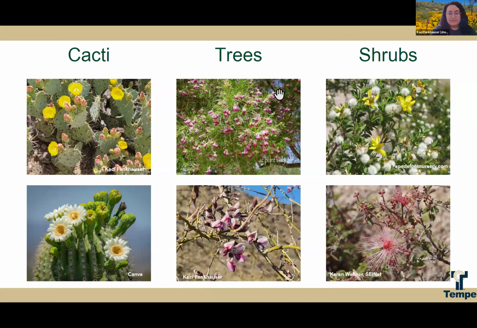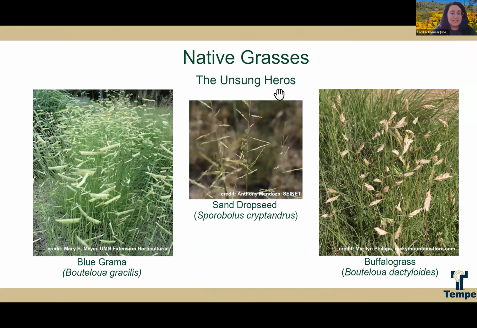So we already talked about our cactus bees. Obviously, we need to have cactuses for our cactus bees. Trees, shrubs, these are all really important, and different types of pollinators will use different types of plants. Native grasses are also really, I think, the unsung heroes of our native plants.